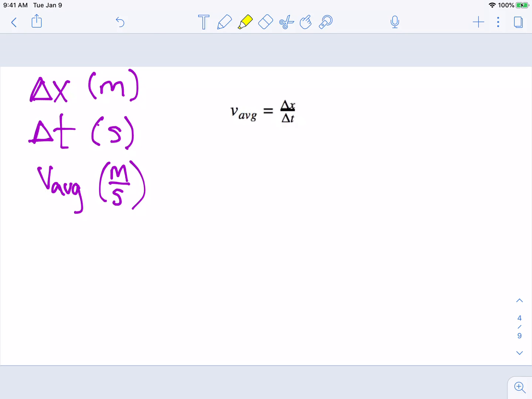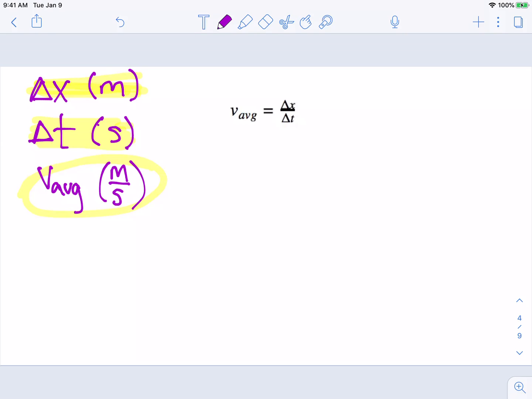Okay, so what do I think you should know right away? I think you should know that delta x, displacement or change in position, is measured in meters because it's a length. And I think you should know that time is measured in seconds. Those are the fundamental units for length and time. Do you need to know that velocity is meters per second? You may not need to know that on the first day of school, but it's going to come up pretty quickly afterwards. So something worth noting, velocity is a length measurement over a time measurement.